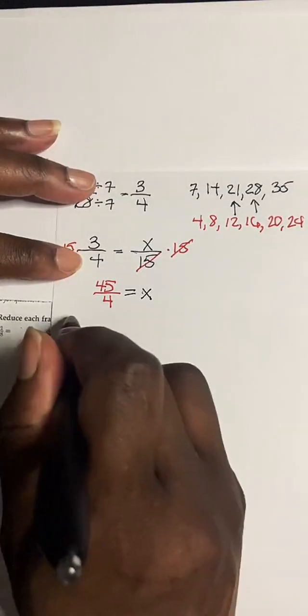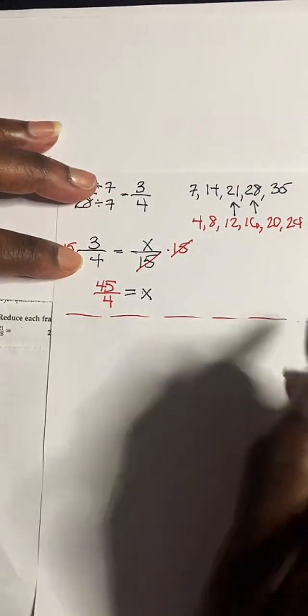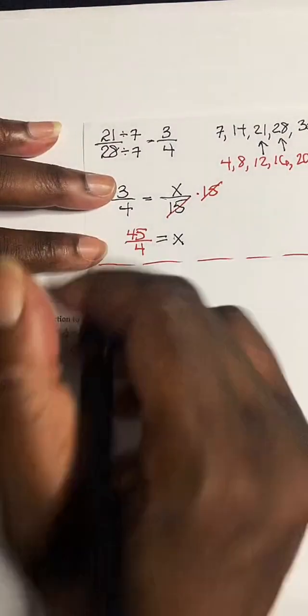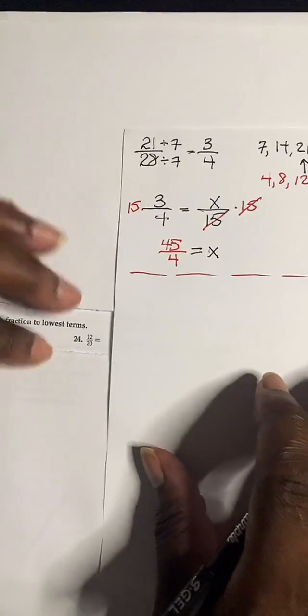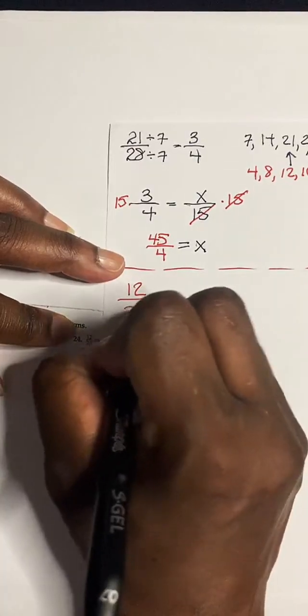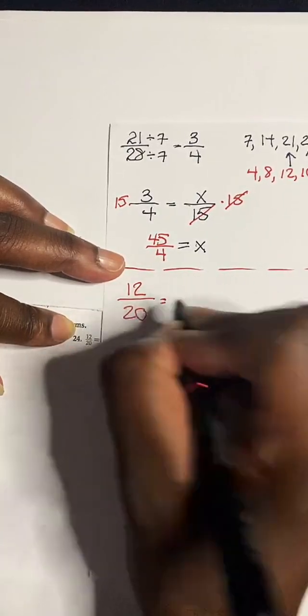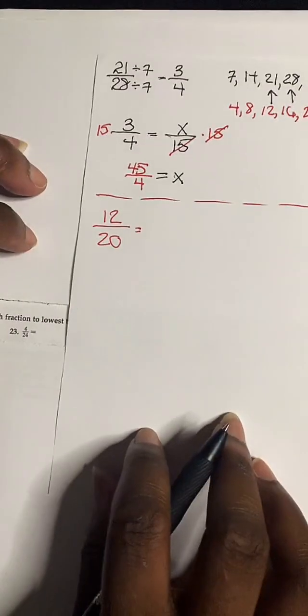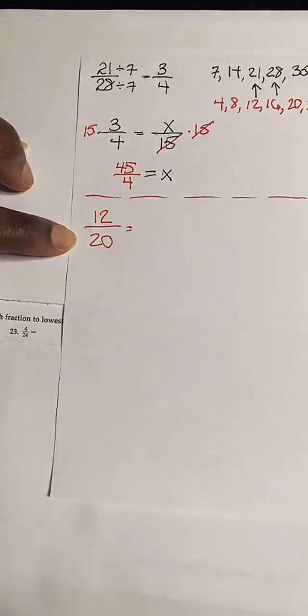All right, so let's try another one. So let's say we have, that's a little too easy. Let's say we have 12/20ths. What would that be reduced? 12/20ths.